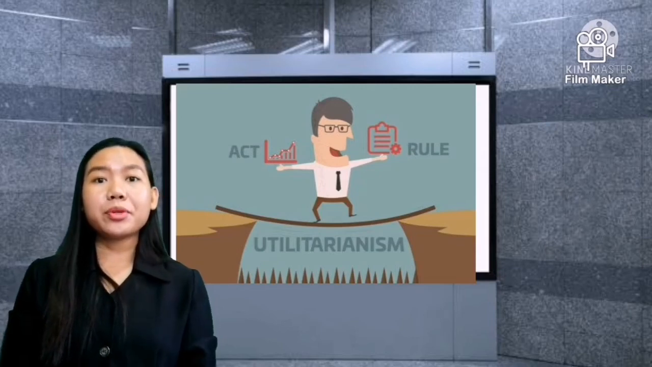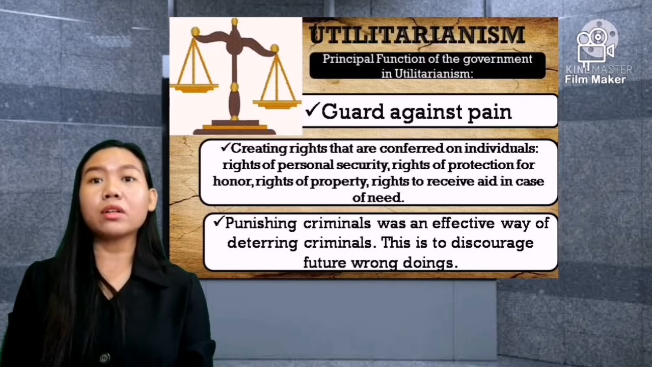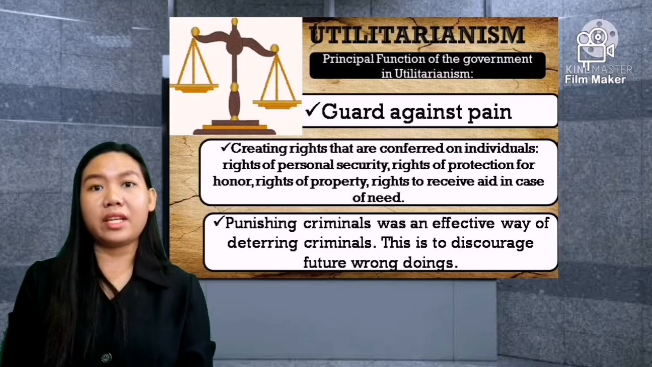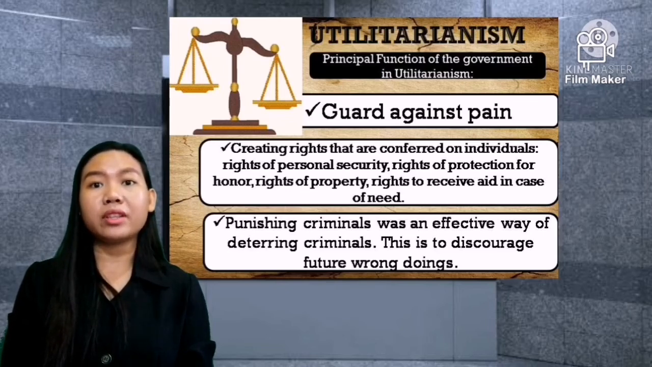Now, let's see the principal function of the government in utilitarianism. The principal function of government in utilitarianism is to guard against pain. Government did this by creating rights that are conferred on individuals. Rights of personal security, rights of protection for honor, rights of property, and rights to receive aid in case of need. Punishing criminals was an effective way of deterring crime by changing the perception of the value of committing it. This is to discourage future doings.